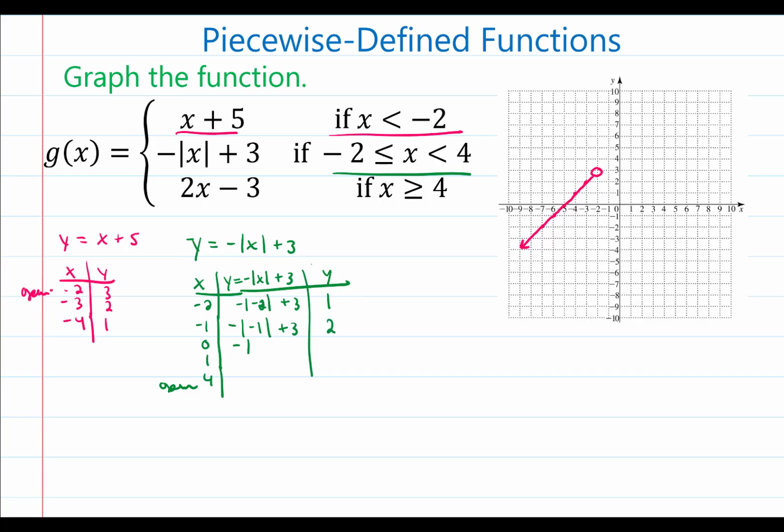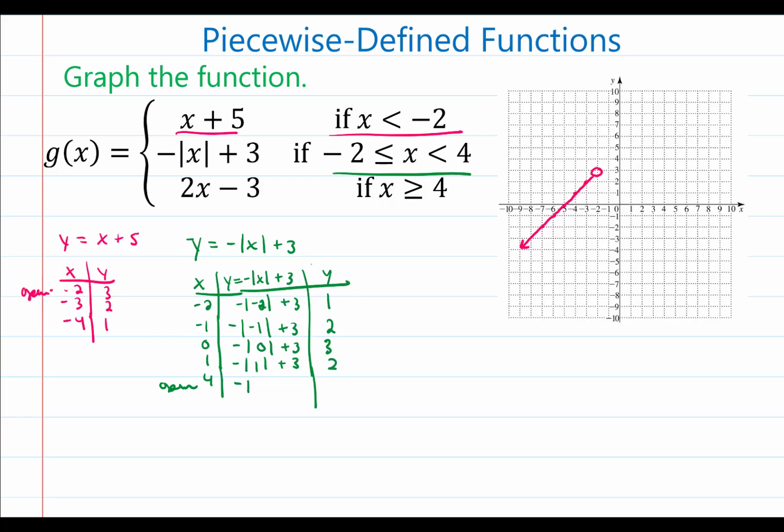Apply the input of 0. Absolute value of 0 is 0. There is no -0, so we still just have 0. Plus 3 is 3. Now we will take the absolute value of 1, which is 1. Apply the negative, we get -1. Add 3, we get +2.